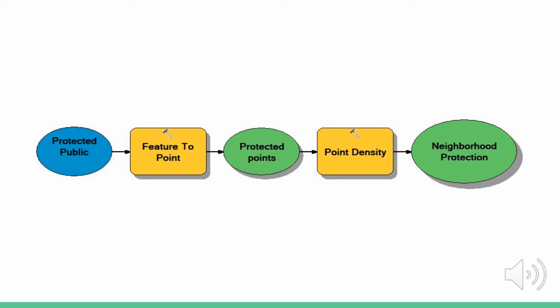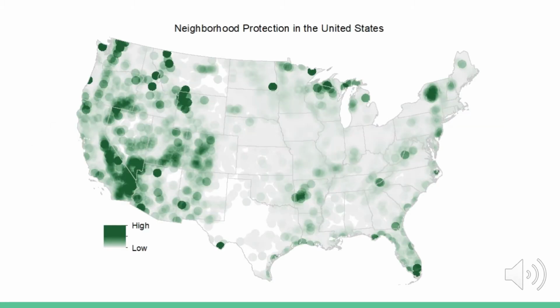In order to assess the areas in the United States that are already protected, we took a map of the protected public lands, used a feature-to-point tool to turn that data into points, and then used a point-to-density tool to find a map of what is and isn't protected. This map shows the hotspots of public land in the United States with high areas of protection. The darker green circles depict higher areas of protection and the lighter areas depict less.